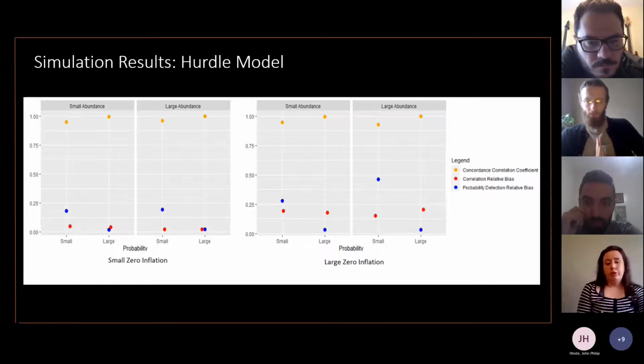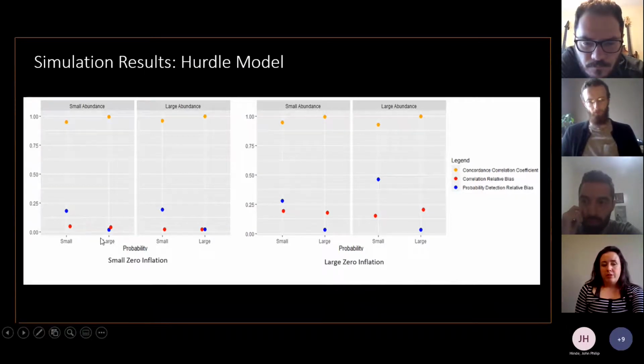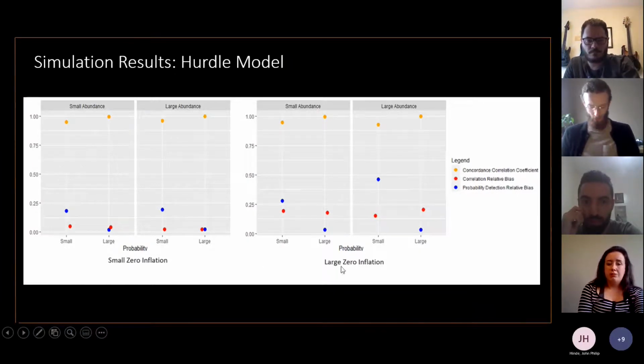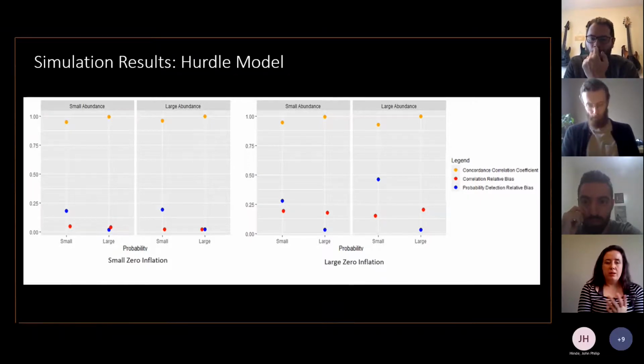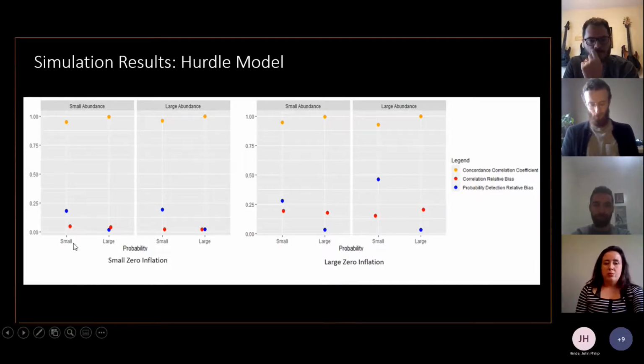Remember, in our hurdle model, we were varying 3 things in our simulation study. The first was the degree of zero inflation. So here our 2 plots on the left have 20% of their data set equal to 0. And on the right, we have half of the data set composed of 0 counts. And then we were also varying the size of the detection probability. So we had small detection probability that was between 0.1 and 0.4, and then large detection probability between 0.5 and 0.9. And we were also varying the size of the abundance. So we have small abundance and large abundance.